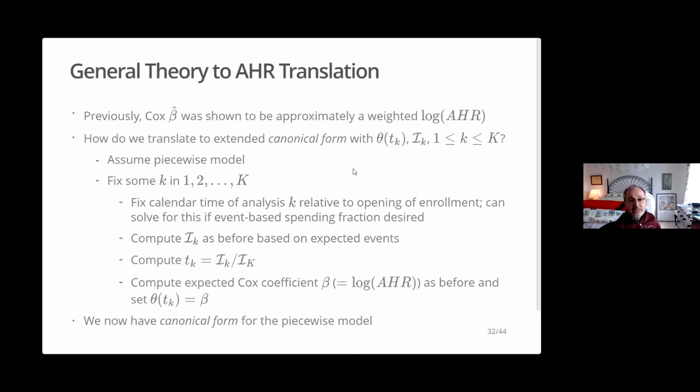So I expect Cyrus could go back, and if he hasn't done this already, I think he probably has done it already for some of the weighted log rank tests. He could do this. So, previously this Cox model beta hat was shown to be approximately a weighted log average hazard ratio. We'll see this.